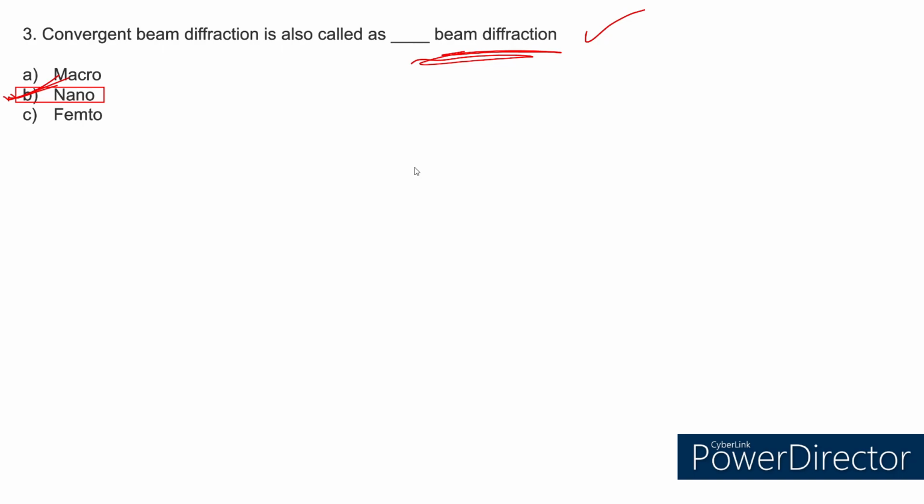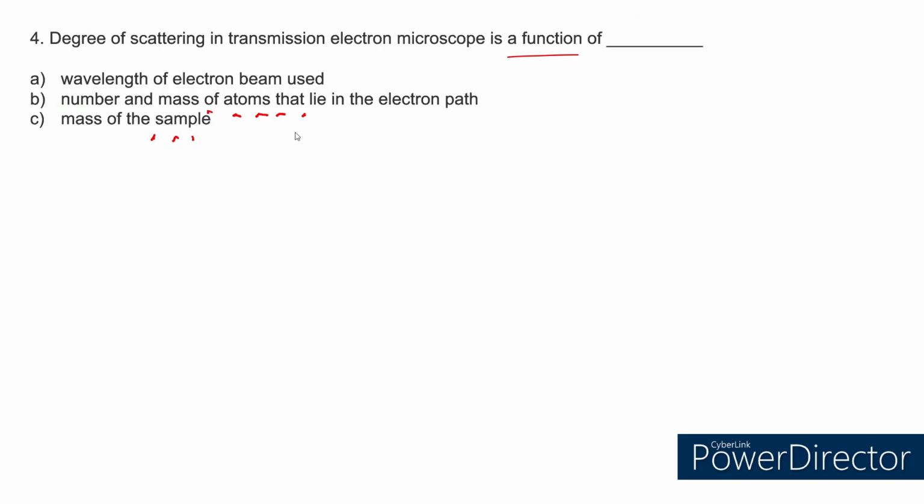Moving on to the next question: the degree of scattering in TEM is a function of what? The degree of scattering basically depends on how many atoms lie in the electron path, so it is the number and mass of the atoms. It doesn't depend that much on the energy of the electron beam. That's why we will not consider the wavelength of the electron beam.